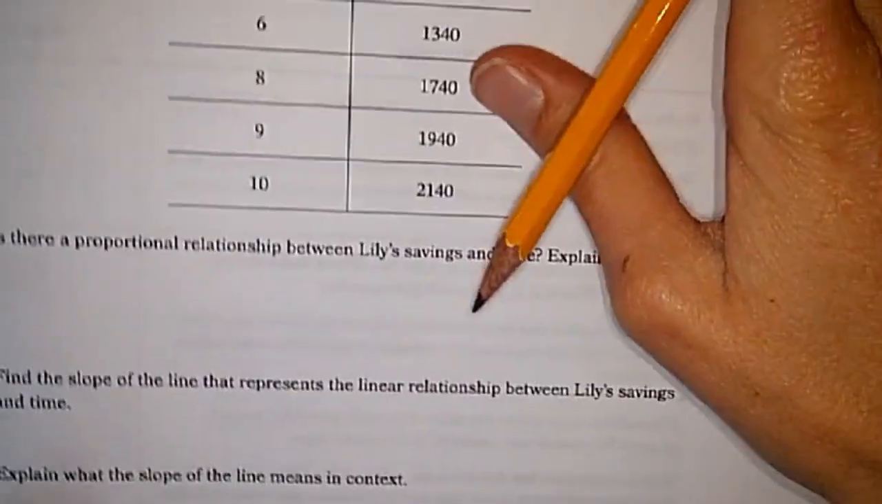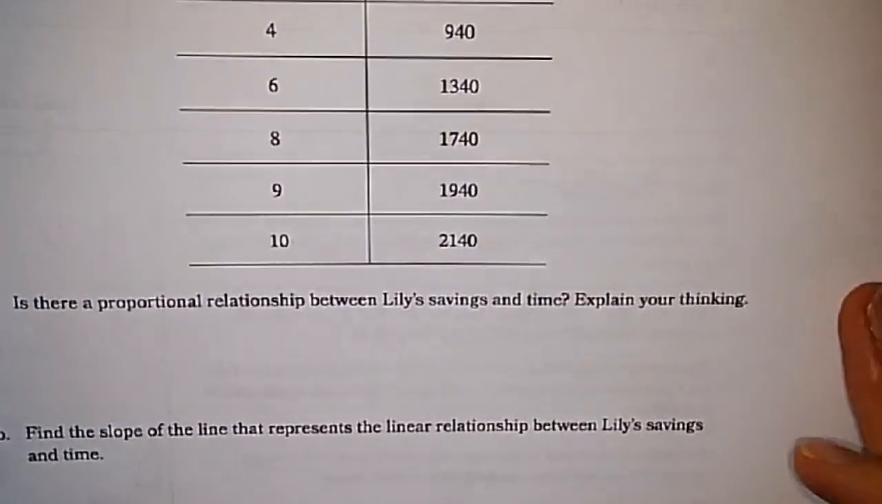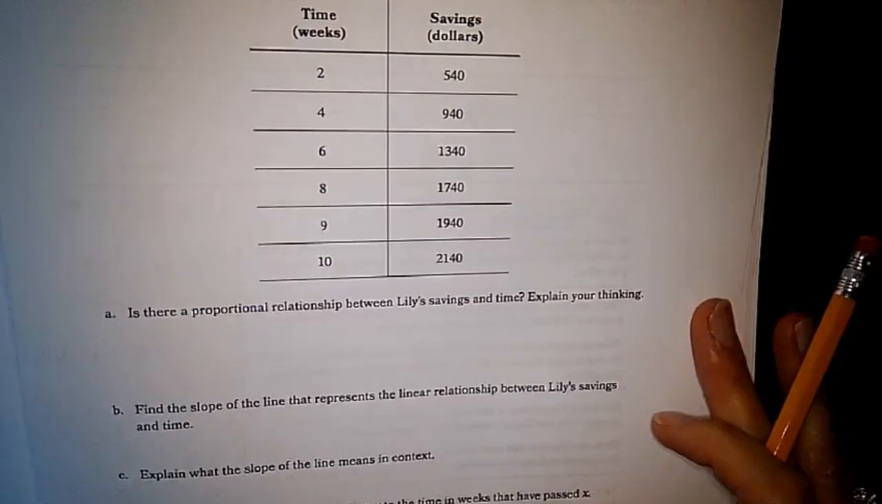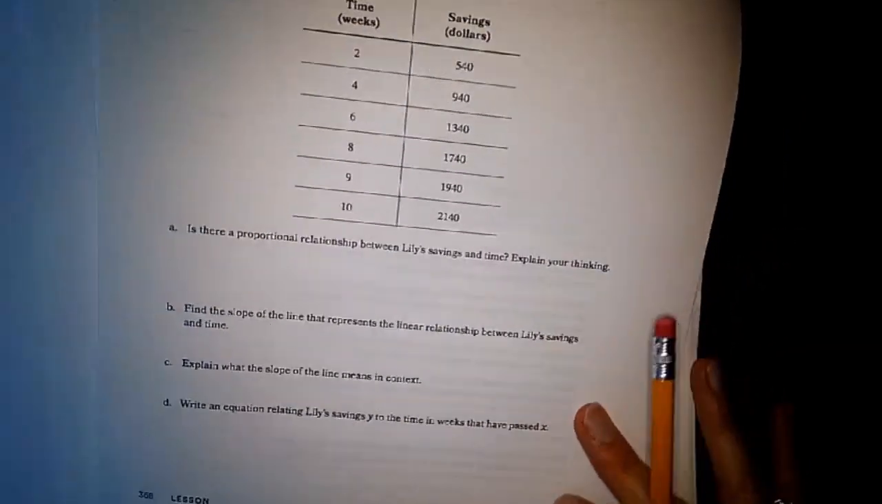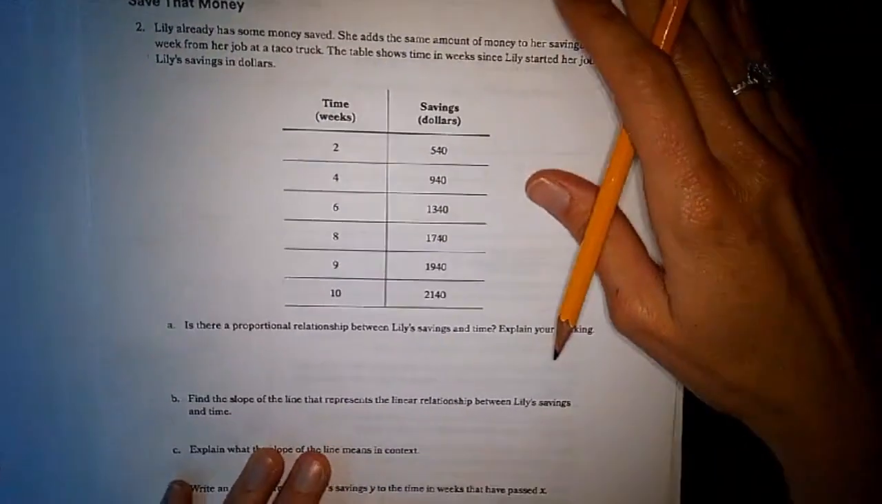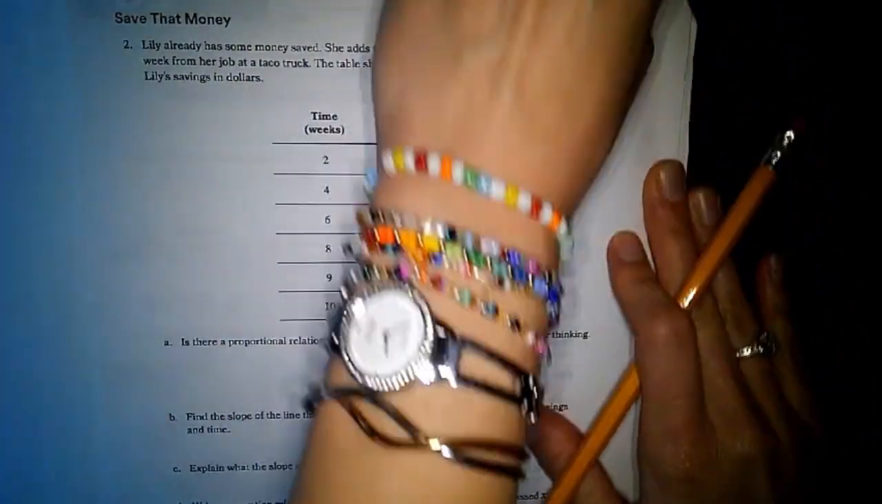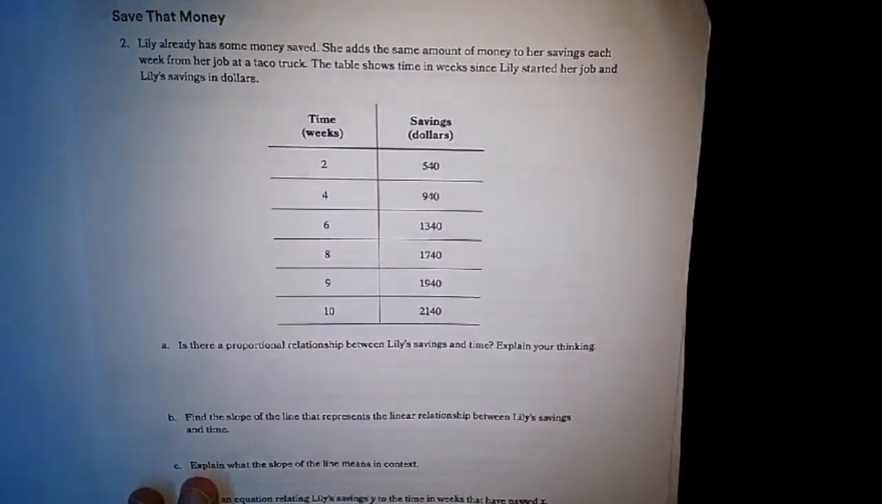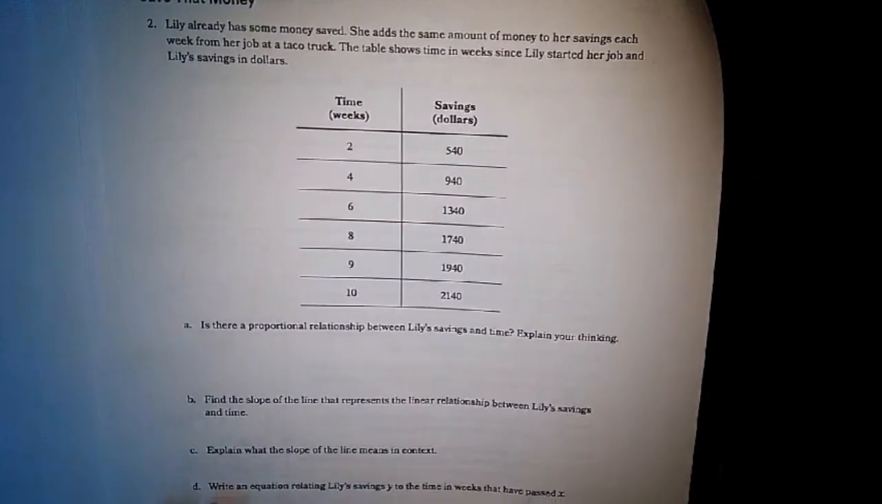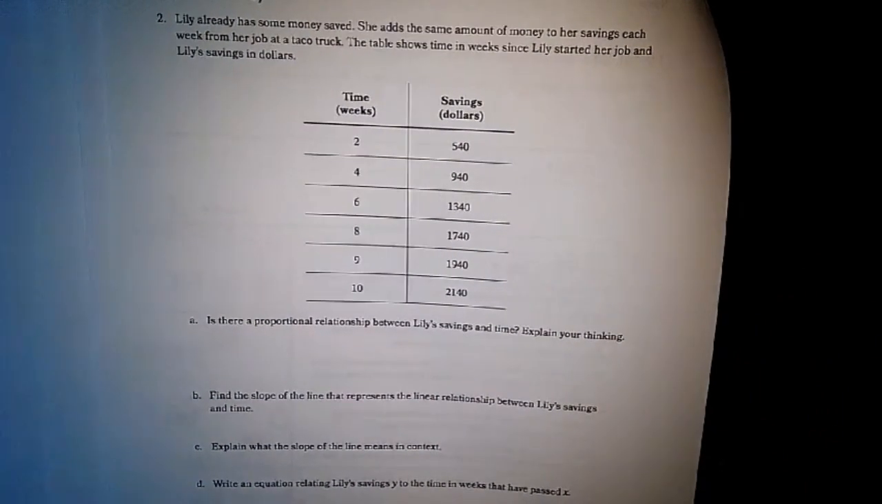Lily already has some money saved, and she adds the same amount of money to her savings each week from her job at the taco truck. The table shows time in weeks since Lily started her job and Lily's savings in dollars. Our first question is, is there a proportional relationship between Lily's savings and time?